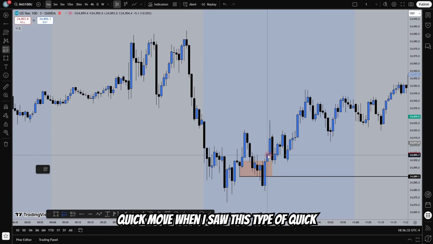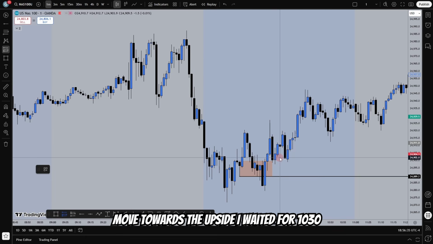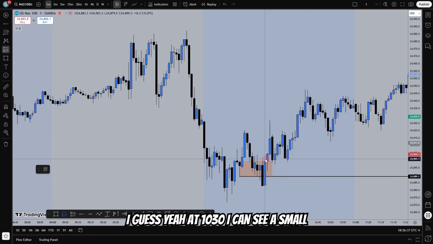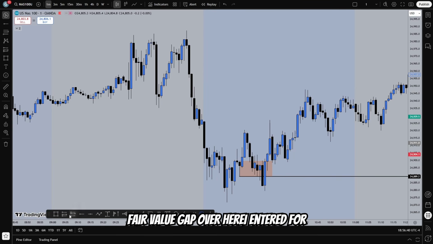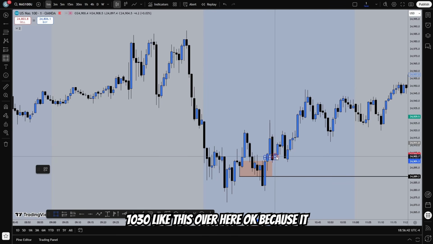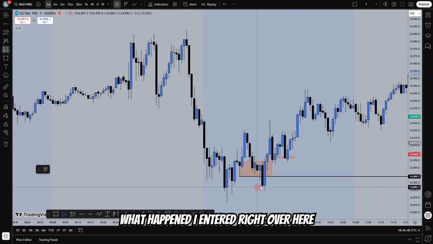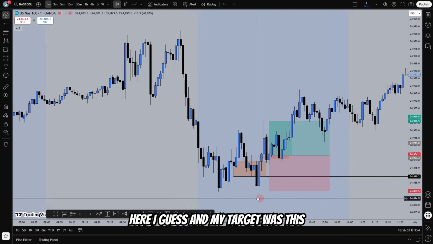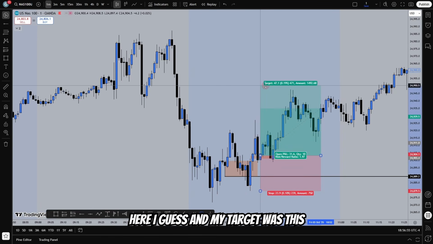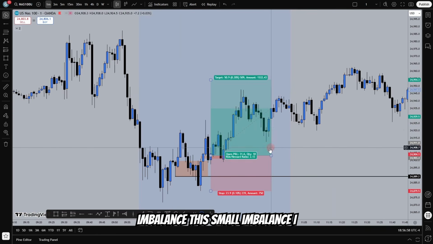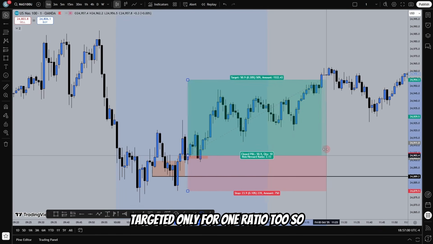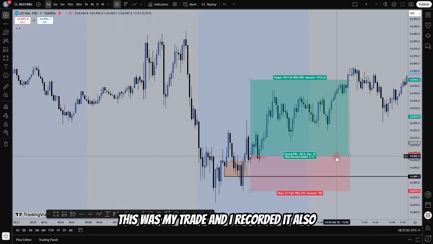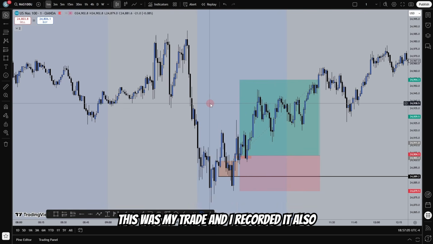When I saw this type of quick move towards the upside, I waited for 10:30, I guess. At 10:30 I can see a small fair value gap over here, and I entered like this, because it gave another break of structure. So I entered right over here at 10:28 or something. My stop loss was here, I guess, and my target was this small imbalance. I targeted only 1:2. So this was my trade, and I recorded it also.